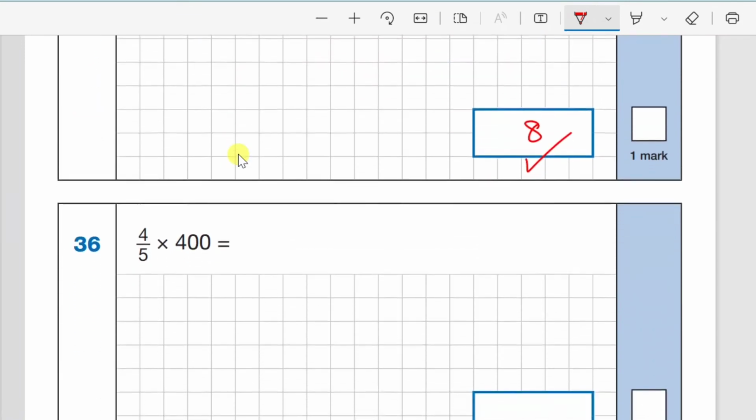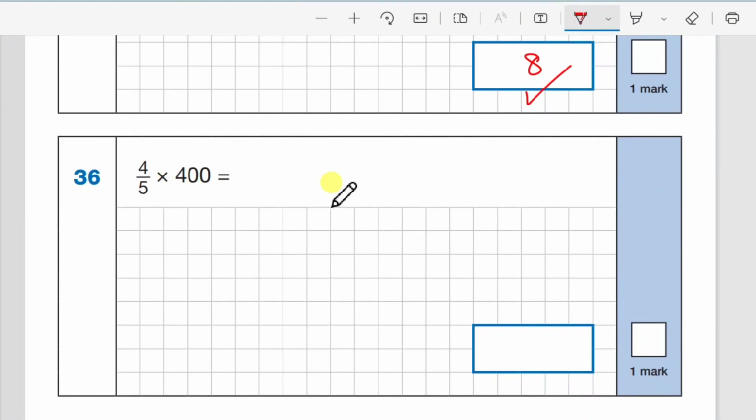Nice. And the last one, 4/5 of 400. Well, nice easy trick here. We can either times first or divide by the bottom. I'm going to divide first because I can see that 5 goes into 40. Well, 5 goes into 40 exactly 8 times. So therefore 5 goes into 400 80 times. And then we times it by the top, which is 4. 80 times 4, well, we know that 8 times 4 is 32. And then you add a 0. And that's it, guys. This is the whole paper done.